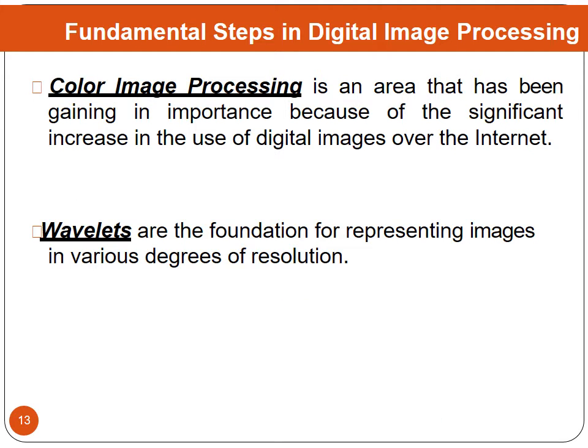Next one is color image processing. In color image processing we gain some significant information that is recorded in that particular image. For example, the images that are placed over the internet play a major role in color image processing. While processing a color image, we have to consider two important models, that is the CMY model or the RGB model. The next step is wavelets. In wavelets we divide the particular image into small wavelets, after which we can apply whatever process is needed on that image.